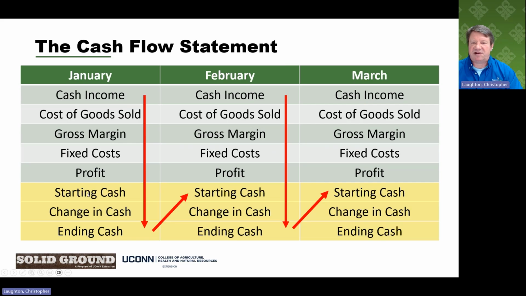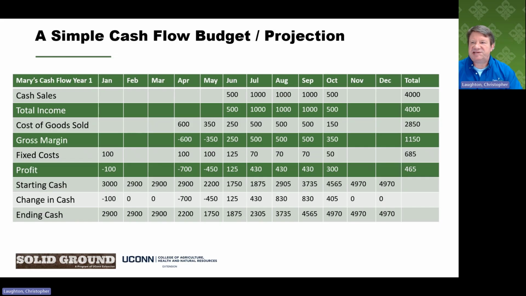So if he started the month with $10,000 in cash, add 400 to it. So he has $10,400 ending cash at the end of January. That becomes the start of the next month. And we go forward. So let's look at another example here. This is if you would blow it up across 12 months.